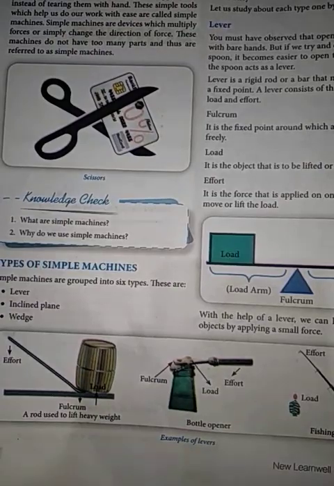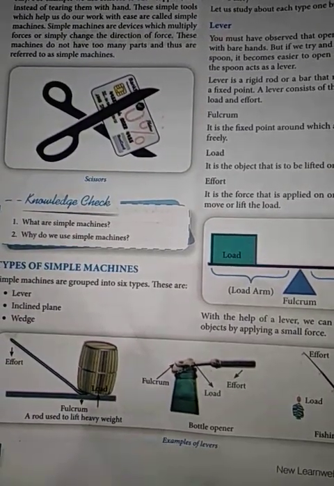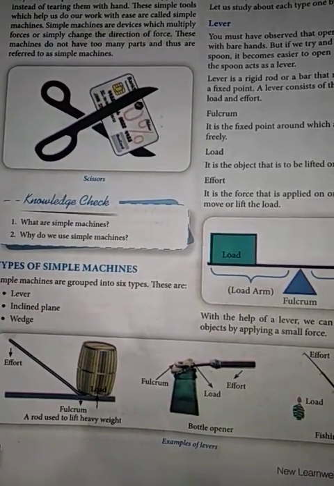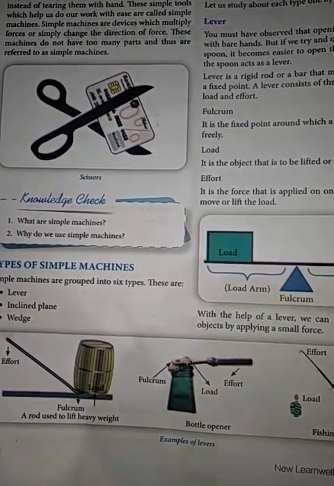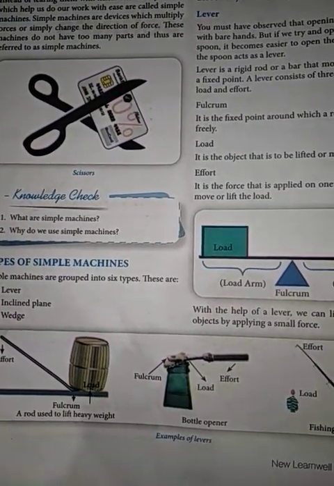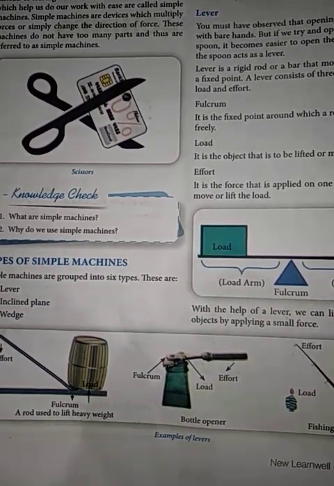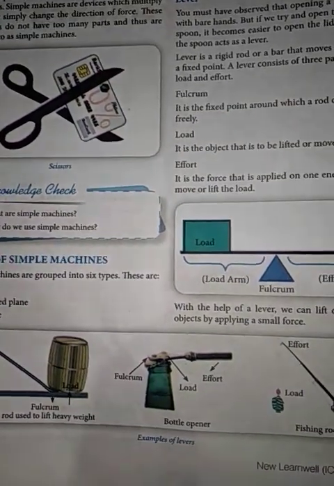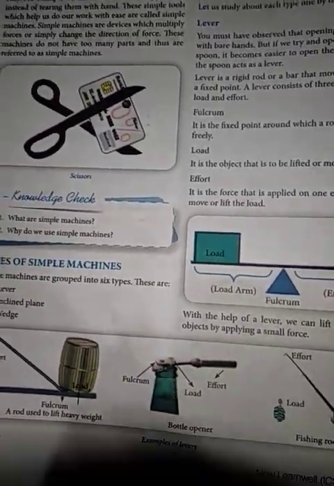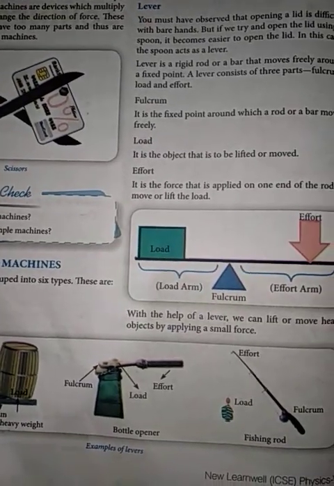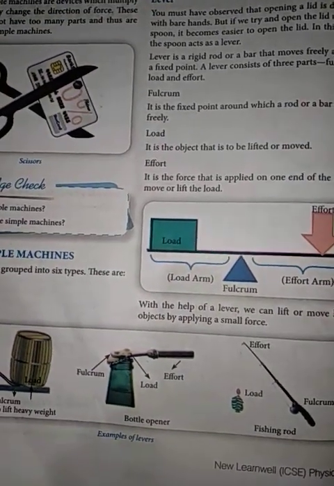So the simple tools which help us to do our work with ease, easily and faster are called simple machines. Simple machines are the devices which multiply forces or simply change the direction of force. The device which multiplies the force applied on it or changes the direction of the applied force is called a simple machine.